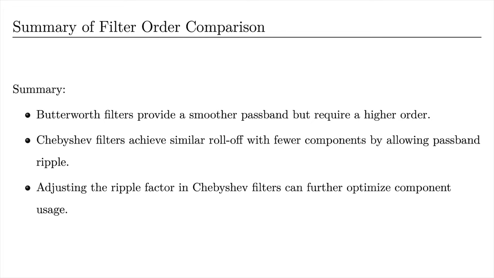To summarize, Butterworth filters provide a smooth passband response but require a higher order to achieve sharp roll-off. Chebyshev filters achieve similar roll-off with fewer components by allowing passband ripple, and adjusting the ripple factor can further optimize component usage, making them ideal for applications where compact, efficient designs are a priority.